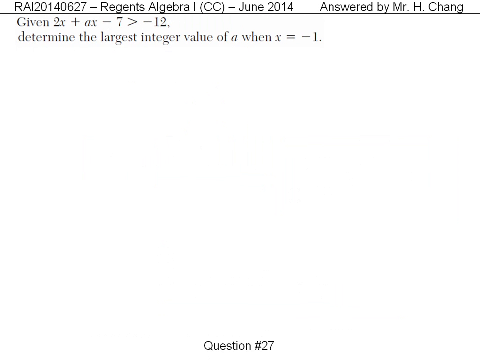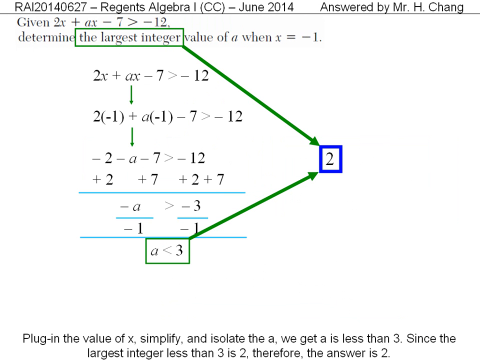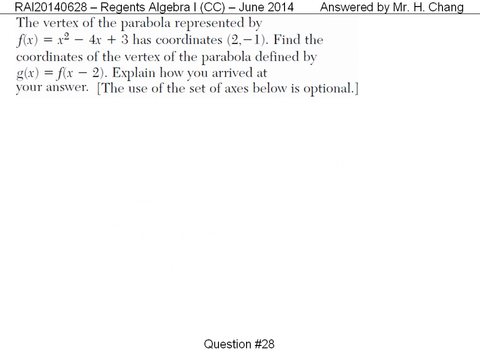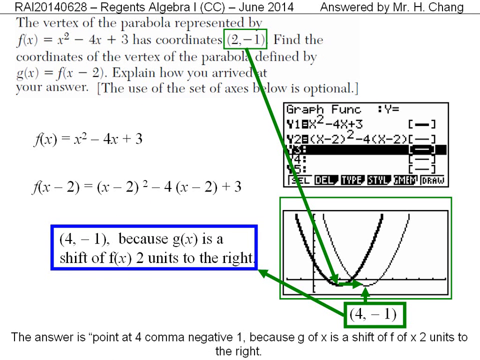Question number 27. Plug in the value of x, simplify, and isolate the a. We get a is less than 3. Since the largest integer less than 3 is 2, therefore the answer is 2. Question number 28. The answer is the point (4, -1), because g of x is a shift of f of x 2 units to the right.